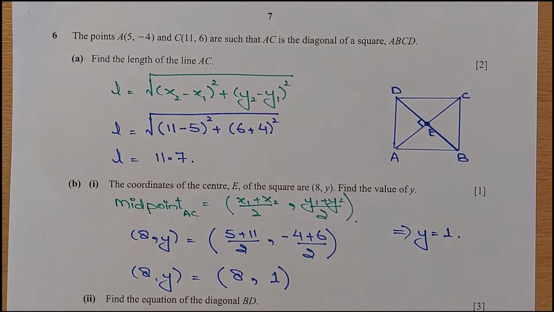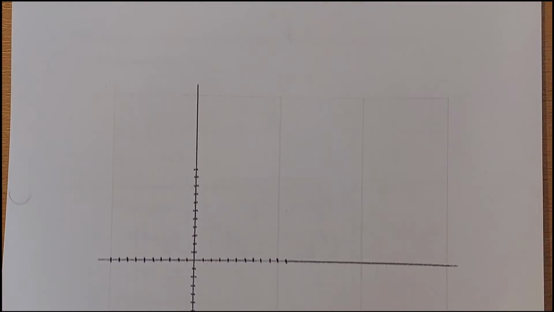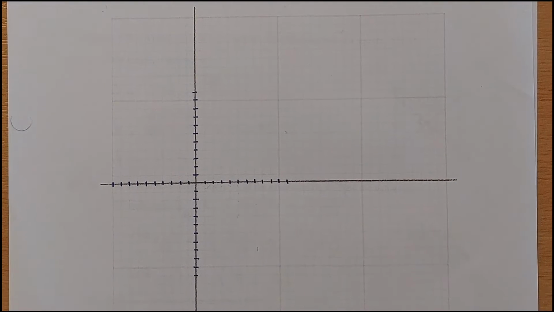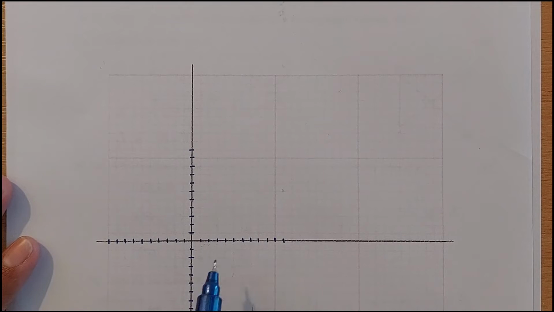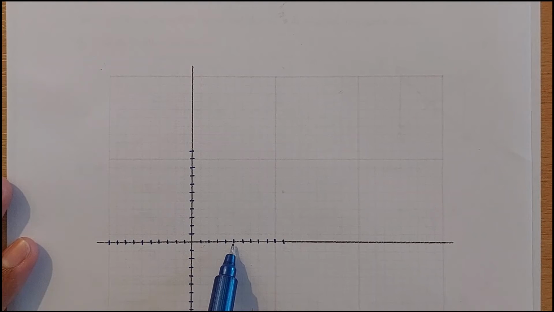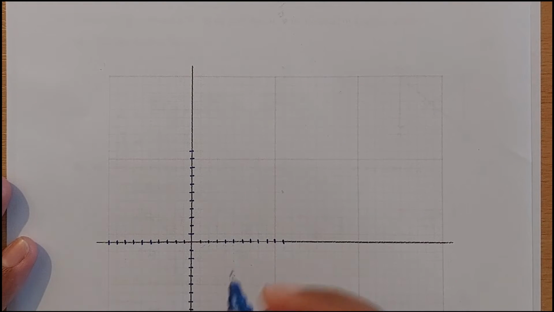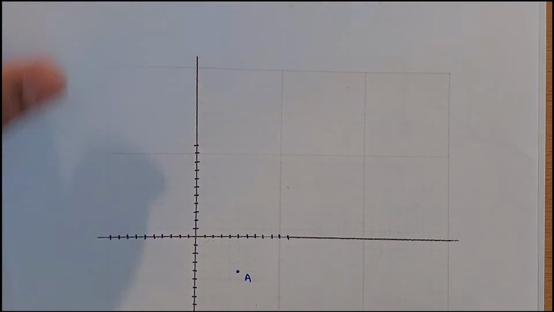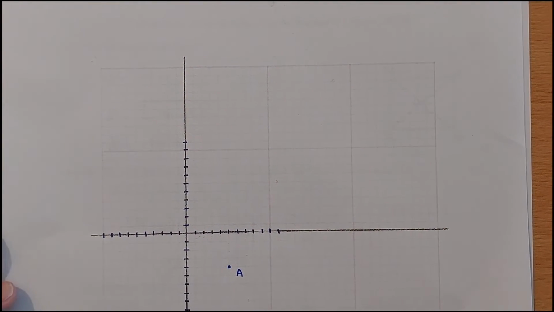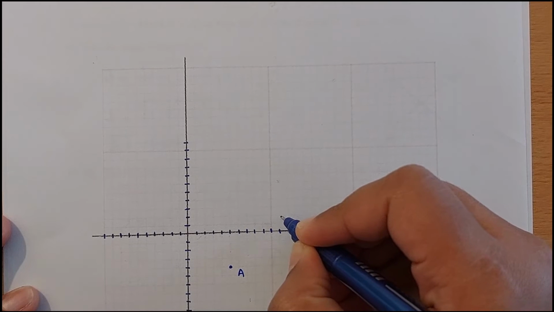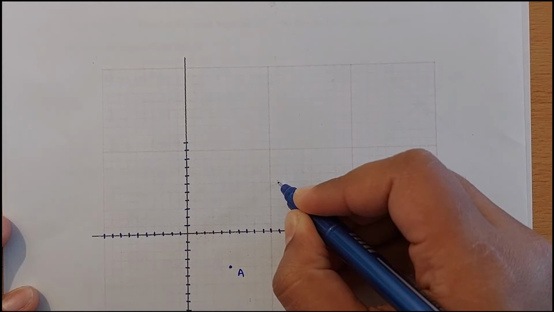So if I draw these coordinates onto the grid, let me use the grid here. We have A given to us, that is 5 and minus 4. So x is 5 and y is minus 4. So we have 1, 2, 3, 4, 5 and minus 4 downward, 1, 2, 3, 4. So this is point A, right? And the point C is 11, 6. Okay, x is 11 and y is 6. So x is 11 here and 6, 1, 2, 3, 4, 5, 6, this point.